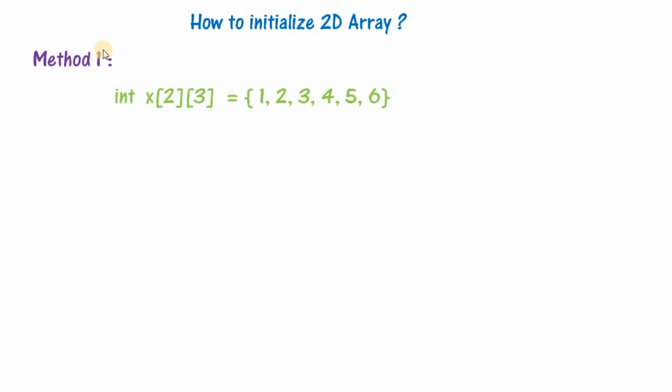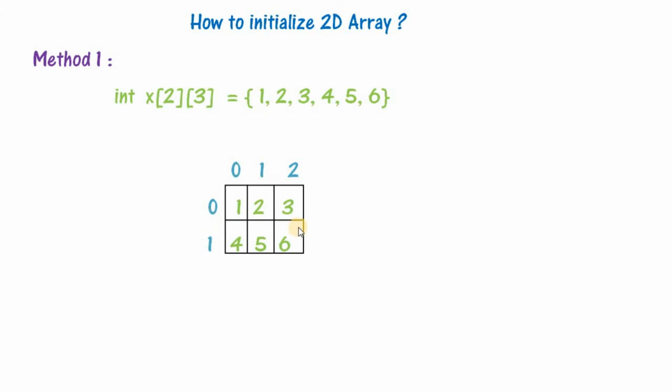Let's see how to initialize a 2D array. In order to initialize a 2D array, there are two methods I am going to discuss. Method 1. We can initialize a 2D array by simply mentioning the elements inside these curly brackets, and this consists of 2 rows and 3 columns.